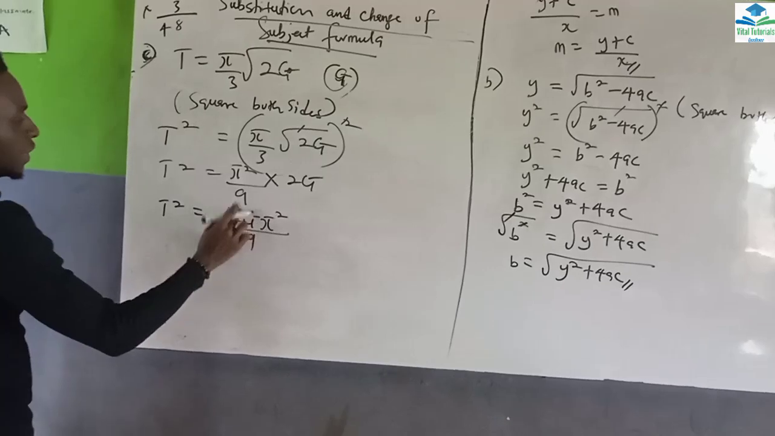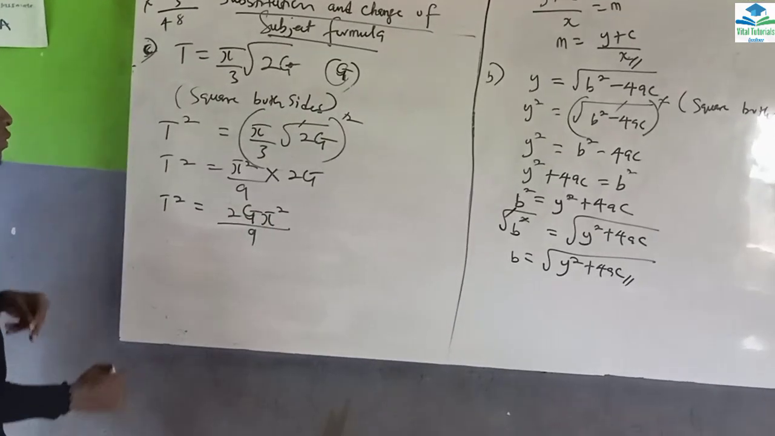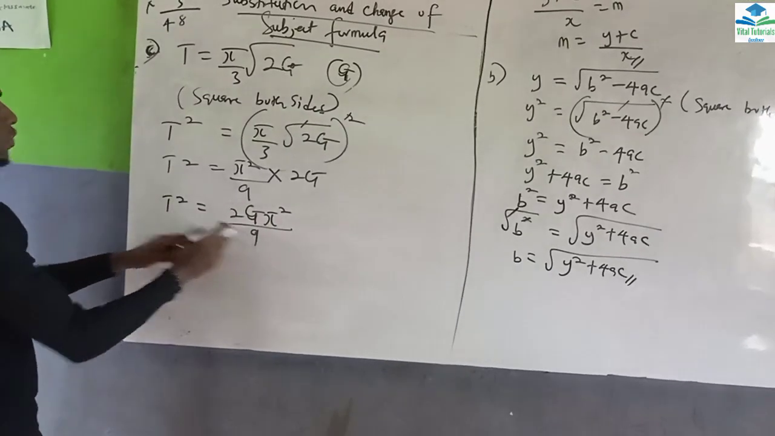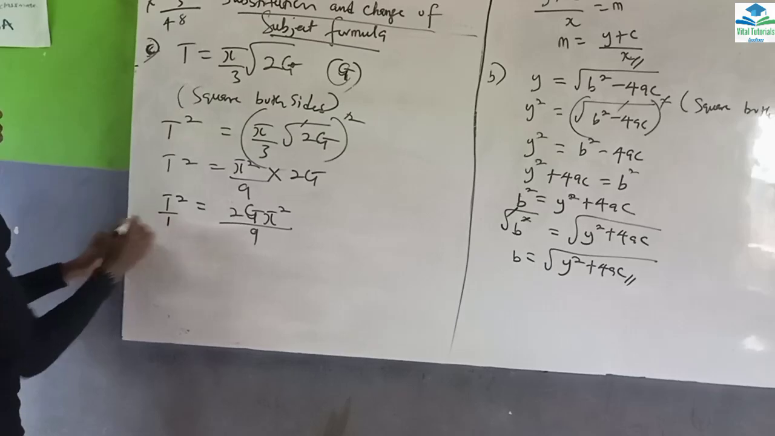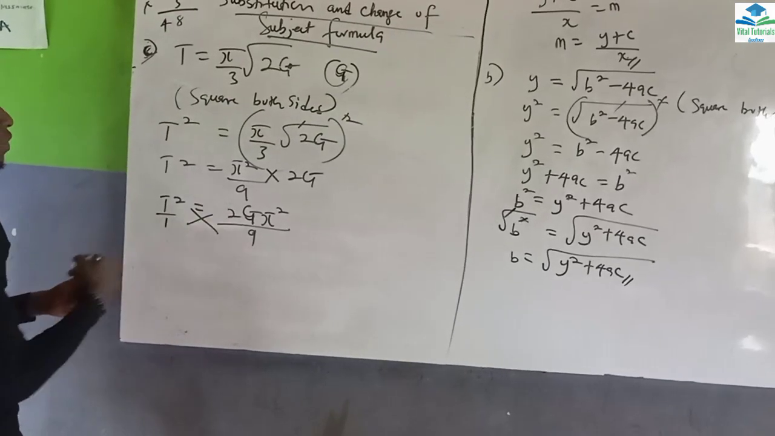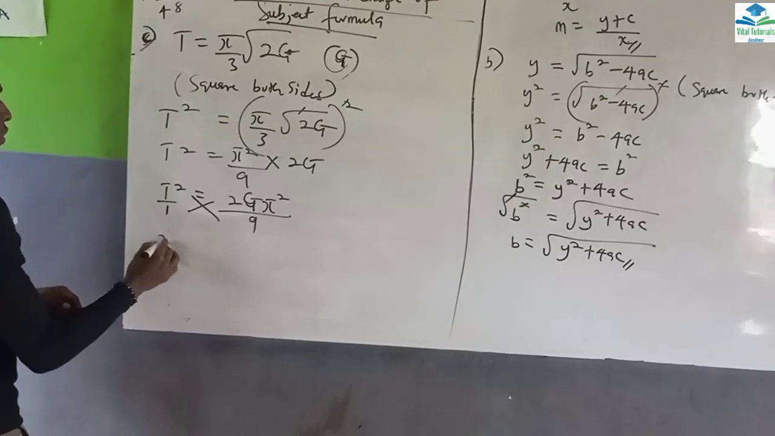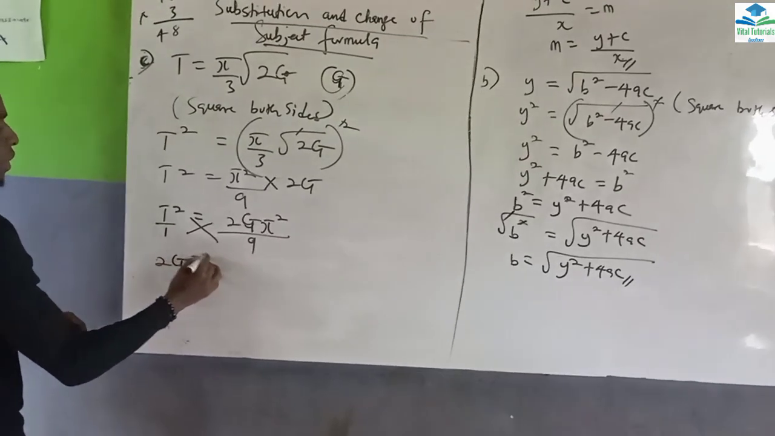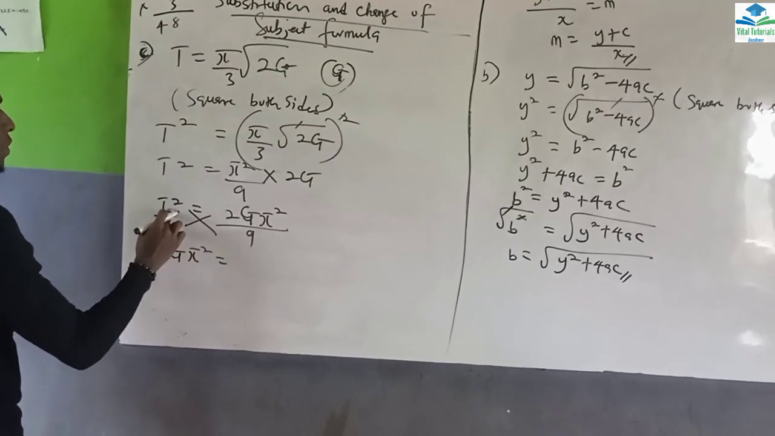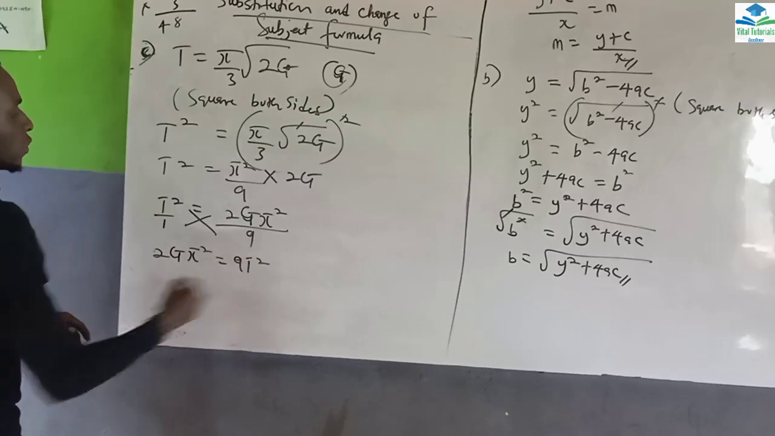We want g to be the subject of the formula, right? We want g to be alone. So from here, you have a fraction here, no fraction here. You put over 1 and you cross multiply. So you're going to have this whole thing times 1, which is the same thing, 2g pi squared equals 9 times t squared, which is 9t squared.